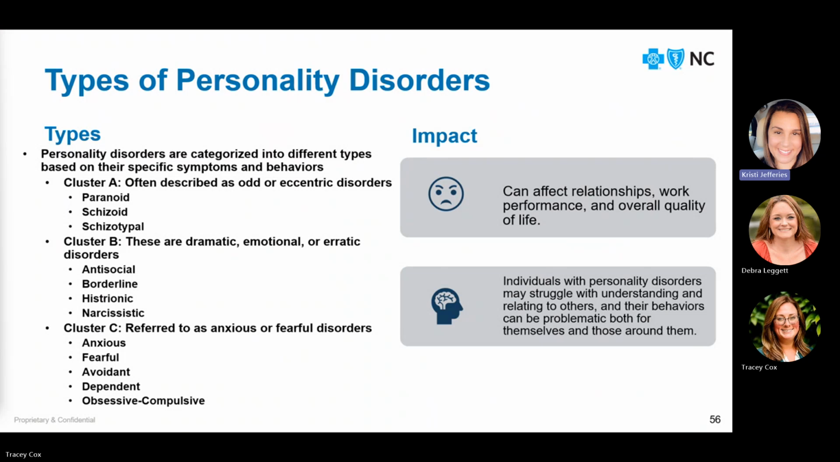Lastly is cluster C, which includes anxious or fearful disorders. Examples are avoidant personality disorder, dependent personality disorder, and obsessive compulsive personality disorder. Individuals with these disorders may struggle with chronic fear or anxiety, avoiding social situations, or displaying perfectionistic tendencies.